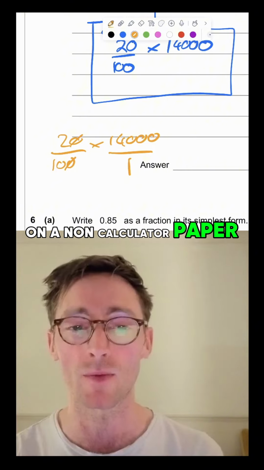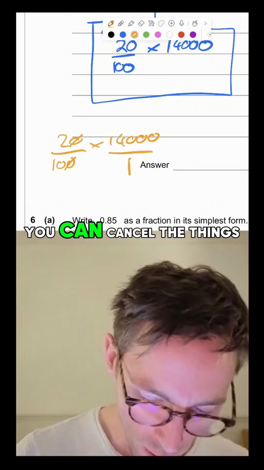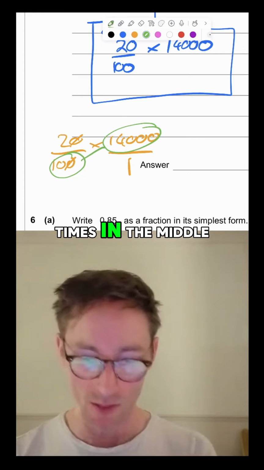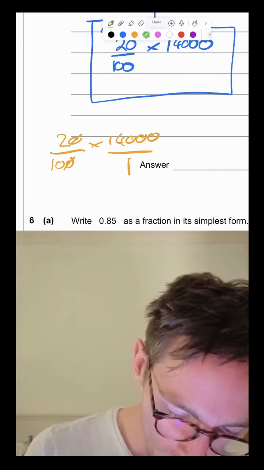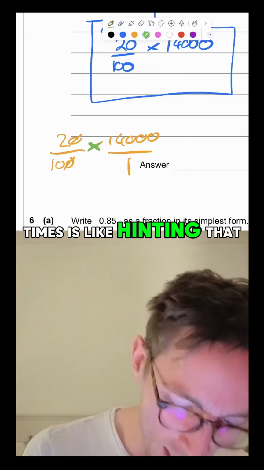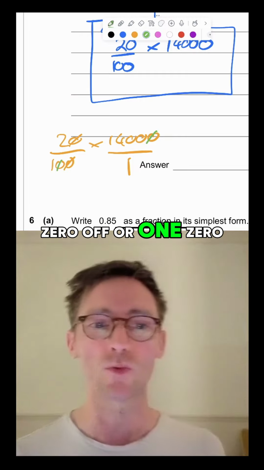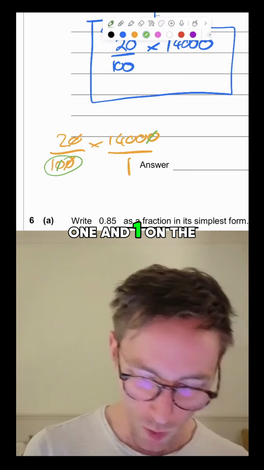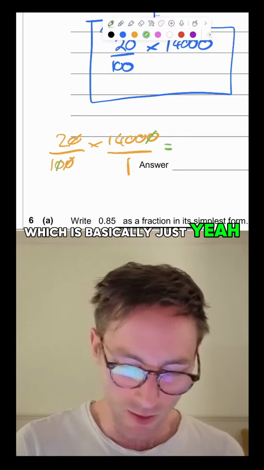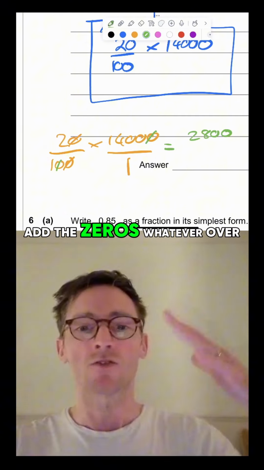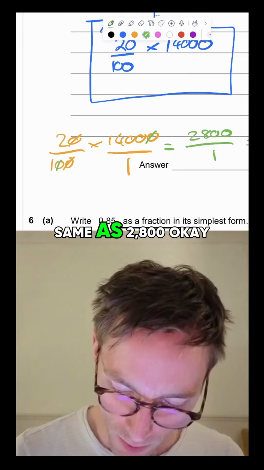On a non-calculator paper, it's worth looking for it. You can cancel the things that are across, but only when there's a times in the middle. And the way I remember it is this times is like hinting that there's a cross thing, so you can do cross-cancelling. So you can cross a 0 off of a 0 there. And now you've only got 1 and 1 on the bottom, which is basically just 2 times 1,400. Again, you times them and add the zeros, whatever, over 1, and this is the same as 2,800.